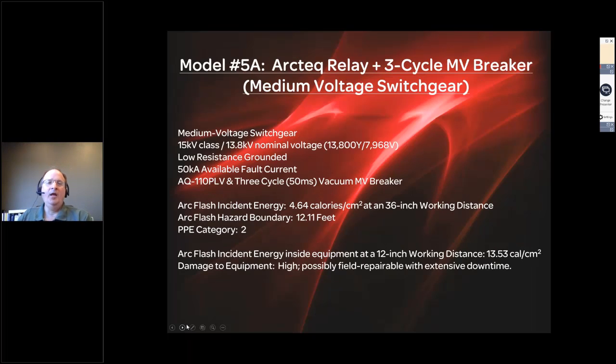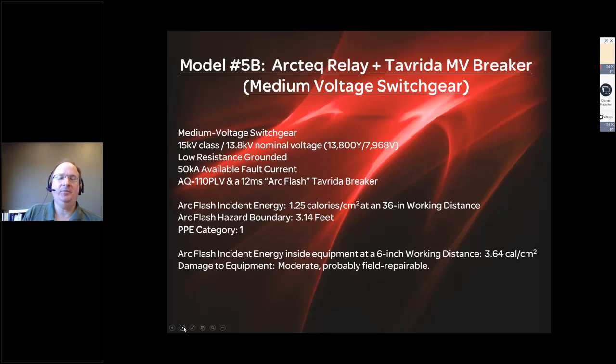in the equipment. In the Model 5A, going back to the arc flash relay, we modeled medium voltage switchgear with a 3-cycle medium voltage breaker. And we could see the arc flash incident energy, 4.64 calories at a 36-inch working distance. The flash hazard boundary is much larger, over 12 feet, PPE category 2. And when we look inside the equipment, even with the fastest arc flash relay in the world, which is the Arcteq relay, 2.5 times faster than the next fastest relay, as far as we know, the available incident energy inside is still high. It may be possible to field repair, but that would probably require extensive downtime.